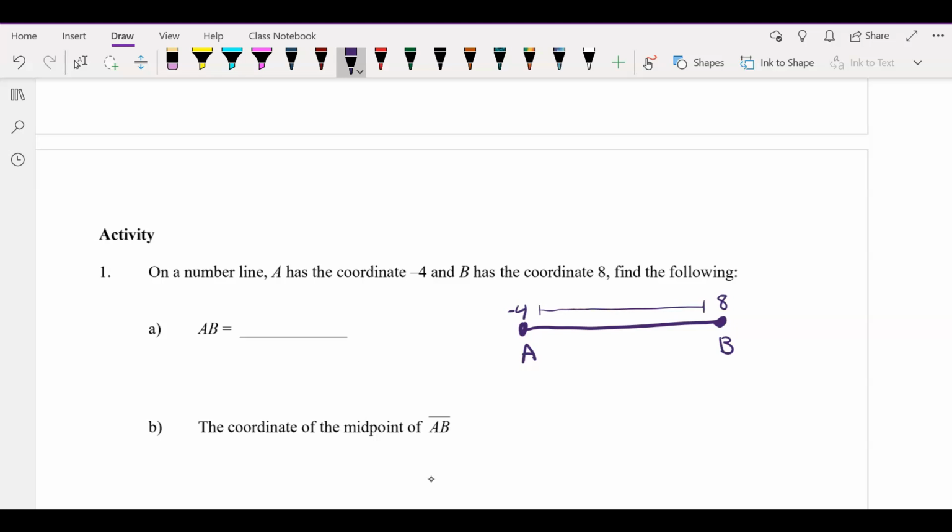Now, I know some of you can look at it and just know what the answer is, but if we are going to use the formula that I gave you on the previous page, AB equals the absolute value of x1 plus the absolute value of x2.